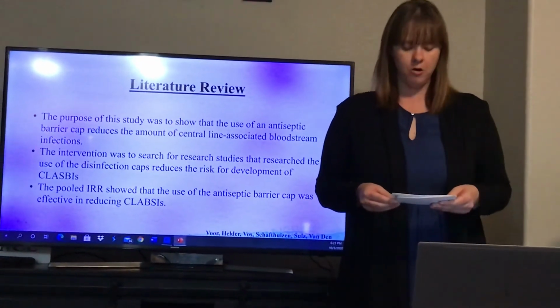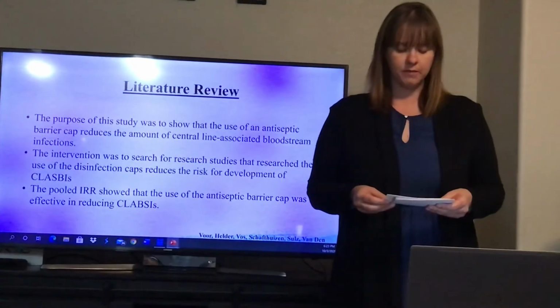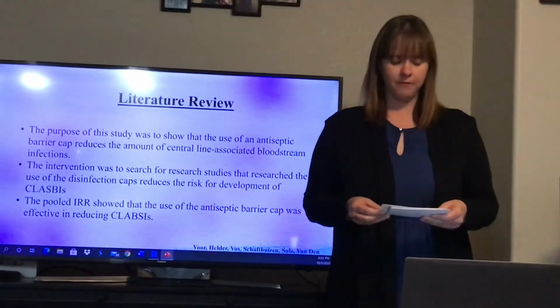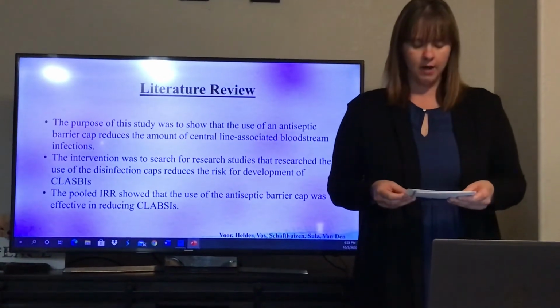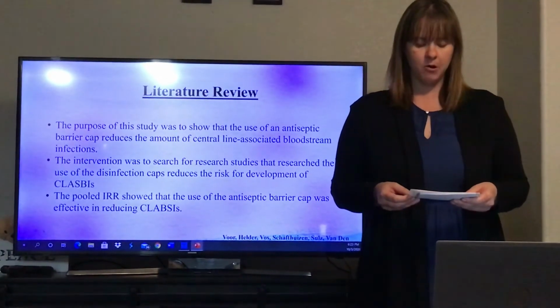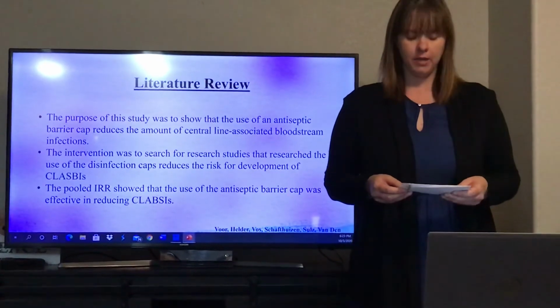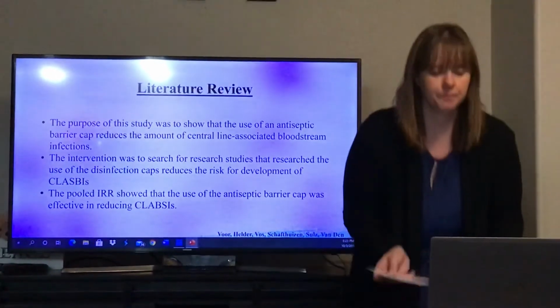The pooled IRR showed that the use of the disinfectant barrier cap was effective in reducing central line associated bloodstream infections. Adding the use of an antiseptic barrier cap is an intervention worth adding to central line maintenance bundles.